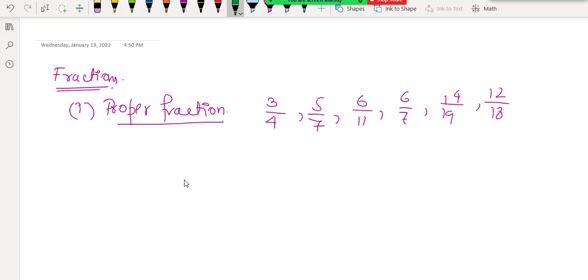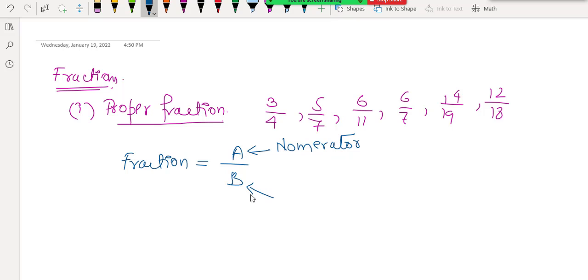In a fraction, in every fraction, there are two parts. One is known as numerator and the other one is known as what? Denominator. Very good. The upper part is known as numerator and the bottom part is known as denominator.